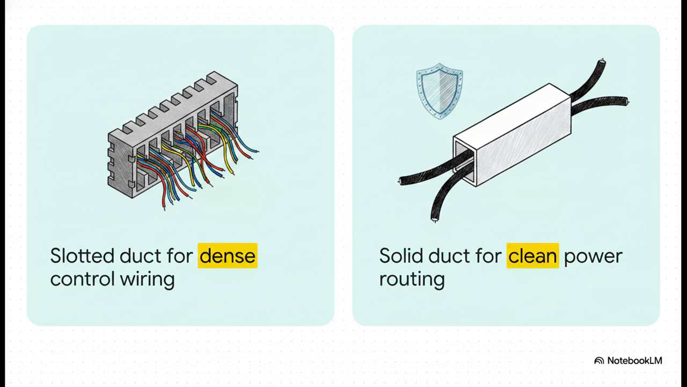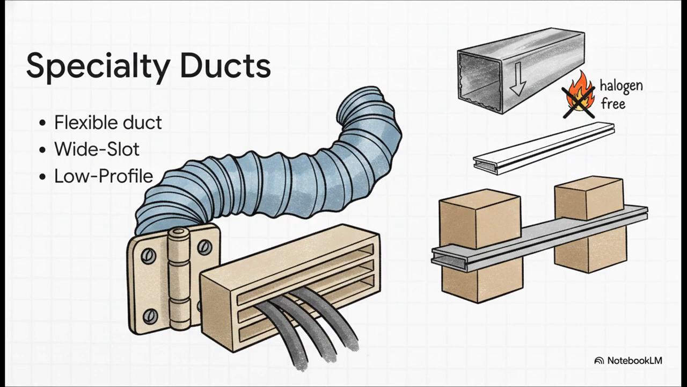On the flip side, we have solid wall duct, fully enclosed. This is your go-to when you need to contain noisy servo drives or run EMI-sensitive analog cables. Most professional panels blend both styles to perfectly balance density and interference control. But the toolkit goes even deeper.